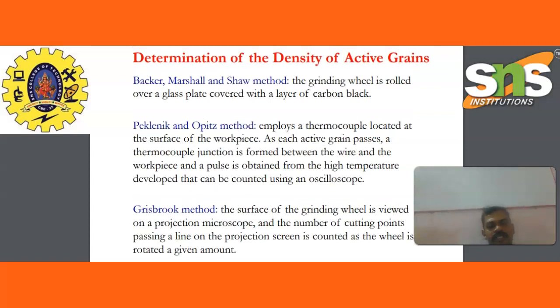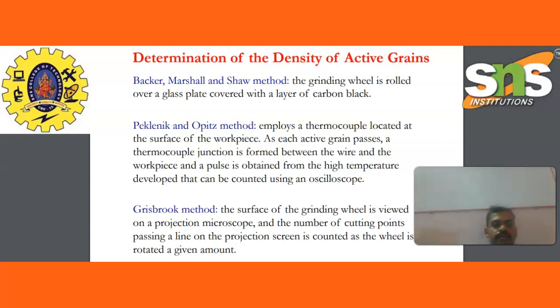Determination of density of active grits. In the Baker, Marshall and Shaw method, the grinding wheel is rolled over a glass plate covered with a layer of carbon black. Pahlitzsch and Helmerdig's method employs a thermocouple located at the surface of the workpiece. As each active grit passes, a thermocouple junction is formed between the wire and the workpiece, and a pulse is obtained from the high temperatures developed that can be counted using an oscilloscope.